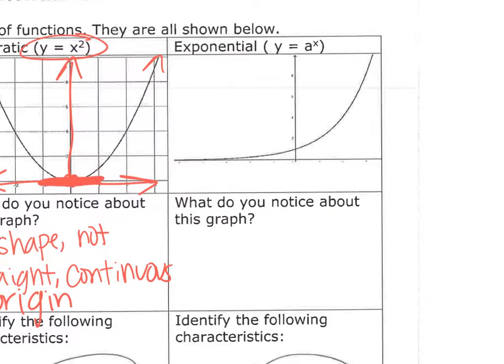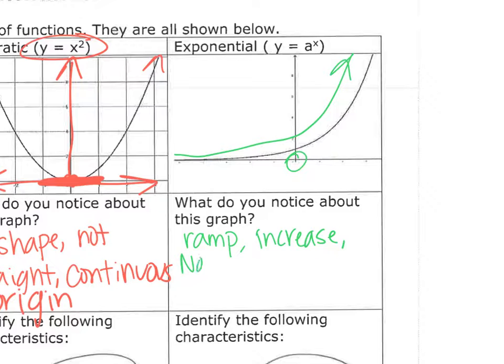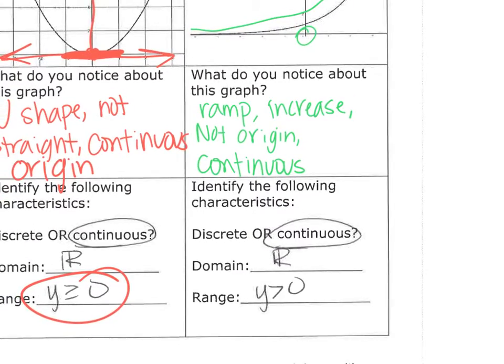And then for exponential, if you notice, this graph kind of looks like a ramp, like a skateboard ramp. This one is also increasing as we read from left to right. This one does not go through the origin, but is also continuous because it doesn't stop and it doesn't just have a bunch of points.